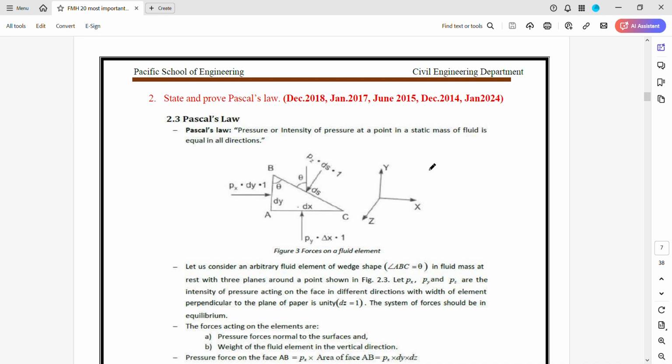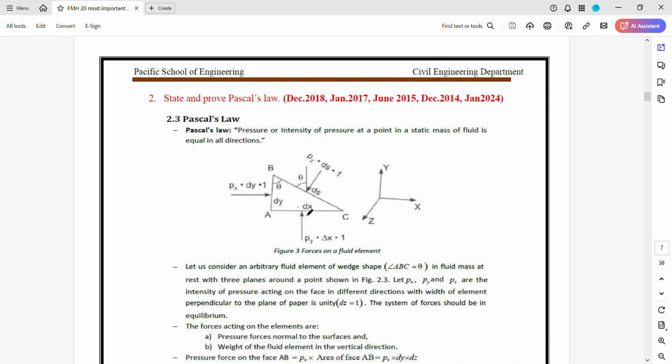angle ABC is equal to theta in a fluid mass at rest with three planes around a point, as shown in figure 2.3. Let the pressures be Px, Py and Pz. Here Px, Py and Pz are the intensity of pressure acting on a face in different directions, with the width of the element perpendicular to the plane of paper as unity. dz is equal to 1. The system of forces should be in equilibrium.